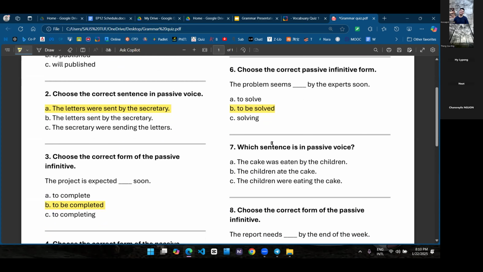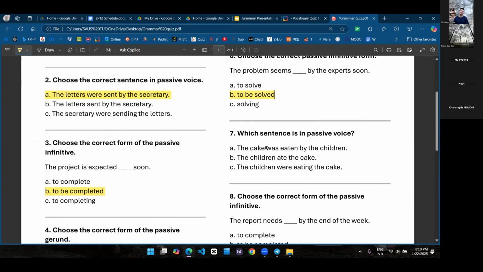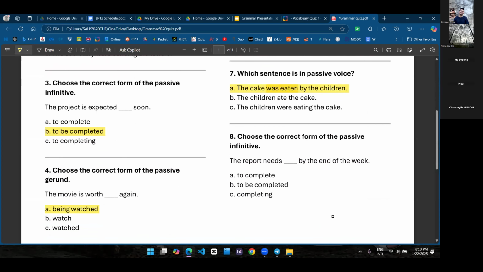Which sentence is in passive voice? Verb to be and verb 3. So this one is passive. And the last one, choose the correct form of the passive infinitive. So the right one is B.